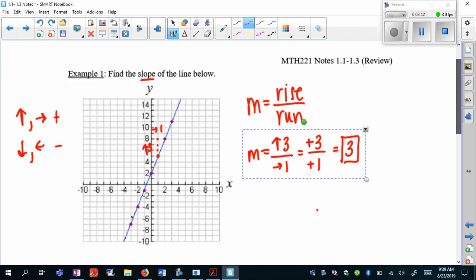If you went backwards, let's just say I counted the opposite way. Let's say I went from here and I went down 1, 2, 3. So I went down 3. Well, then you have to go left 1.